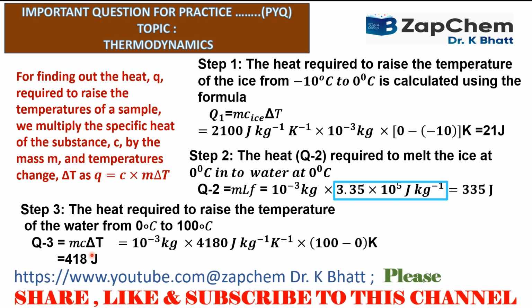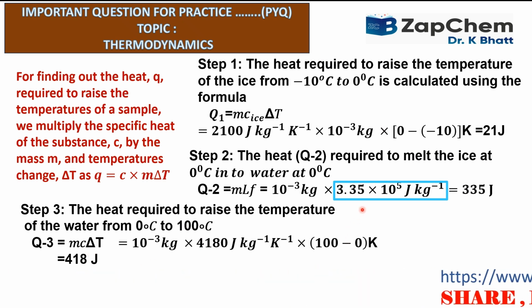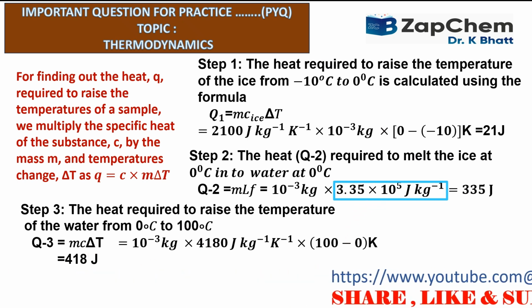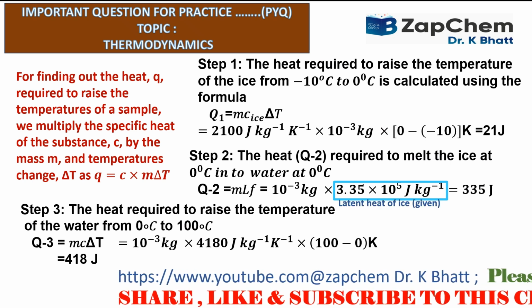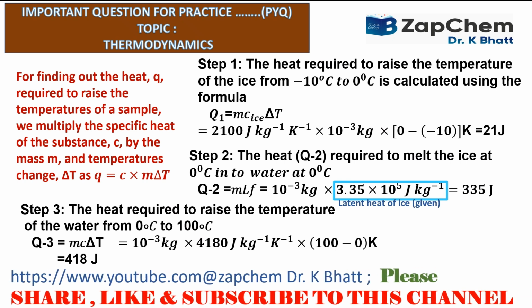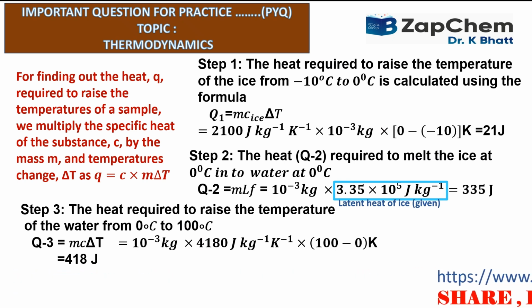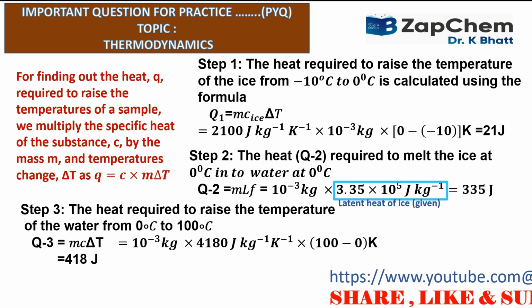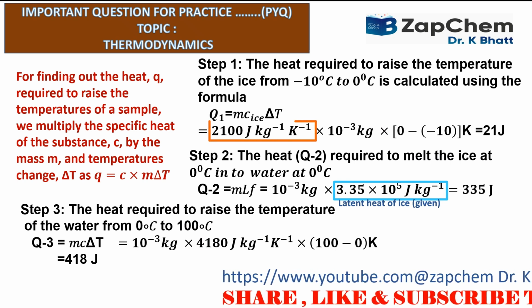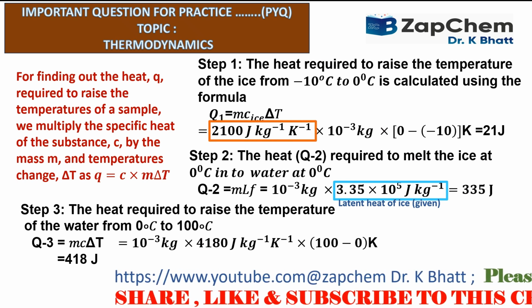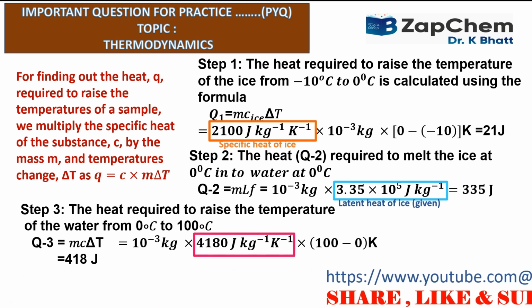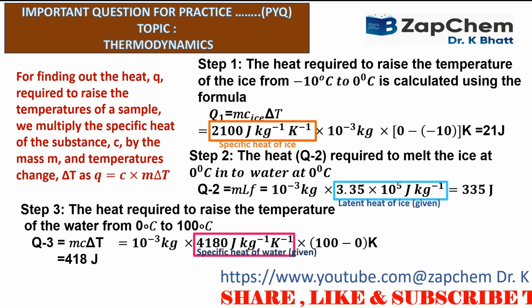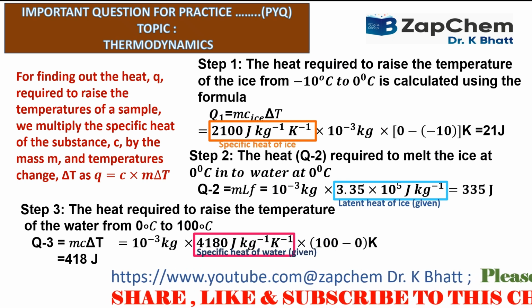Next step, of course, it is here 3.35 into 10 to the power 5 joules per kg. This is the latent heat of ice which is given. Then next, MC ice. This is the specific heat of ice. And finally, 4180 joules per kg per Kelvin as is given as the specific heat of water.